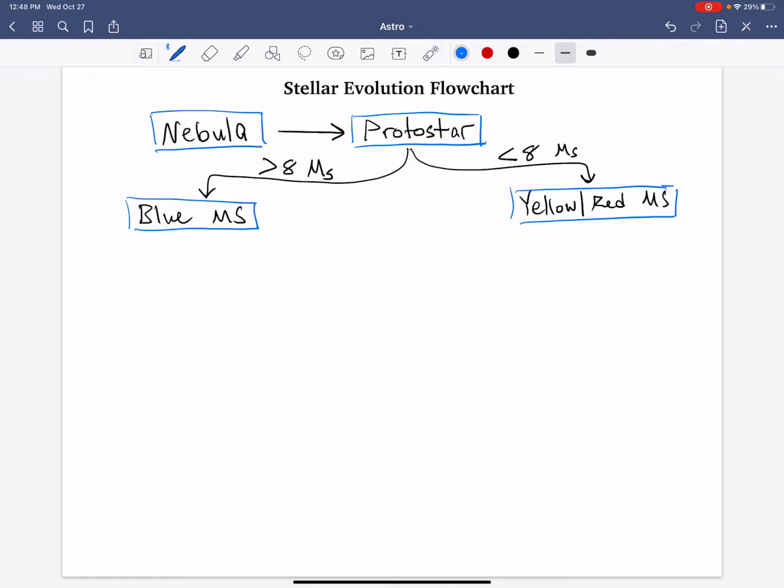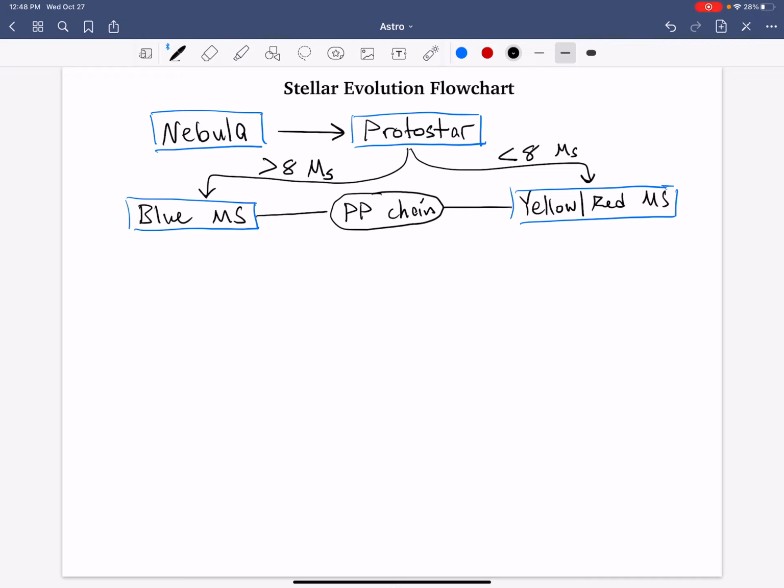Now, in both of these cases, for greater than 8 and less than 8 solar masses, so all stars, initially they undergo the proton-proton chain when they're on the main sequence. And so again, this is the process that hydrogen fuses into helium, all right? And so all stars do this initially. It just so happens that the higher mass stars, so the blue ones, do this a lot faster than the lower mass stars, like our sun. But they all do it initially.